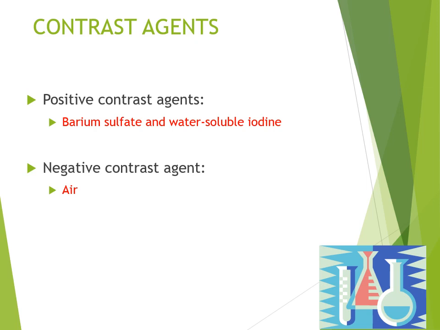Contrast agents. So we have two positive contrast agents. They are barium sulfate and water-soluble iodine. They're very radiopaque, and they're going to have a very high attenuation. For a negative contrast agent, we refer to air. In this case, we're talking about very low attenuation, just like the lung would be, the same concept. So very low attenuation with low absorption.